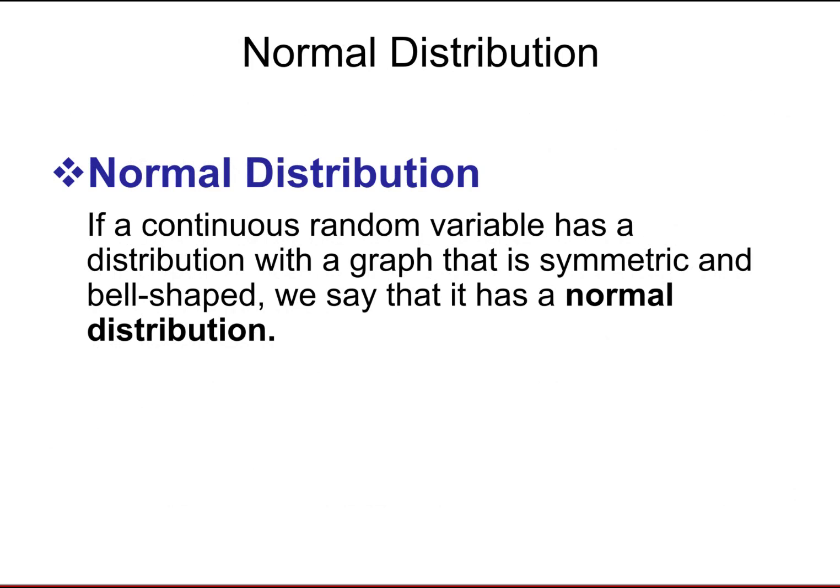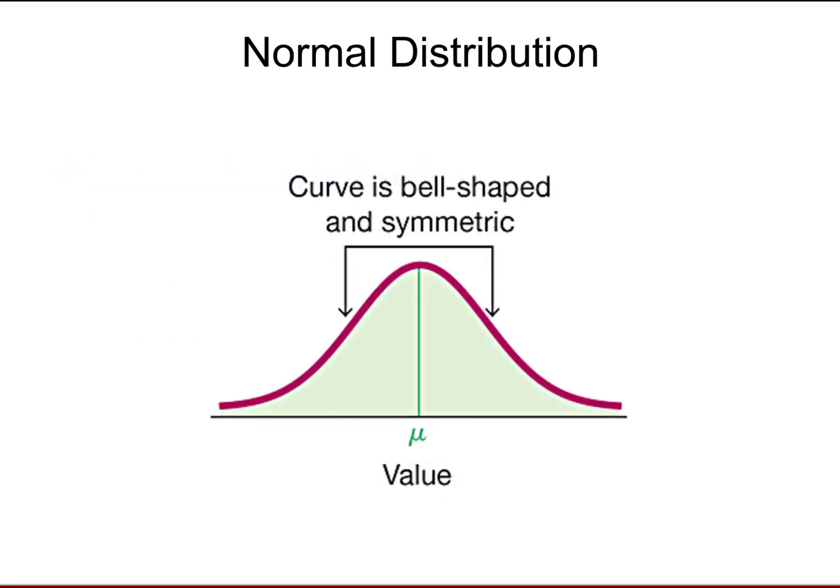Now let's talk about the normal distribution. This is another continuous probability distribution that we're going to use extensively in this course. It has a symmetric, bell-shaped curve. We've talked about this in some of the earlier sections. And here's what the graph would look like.